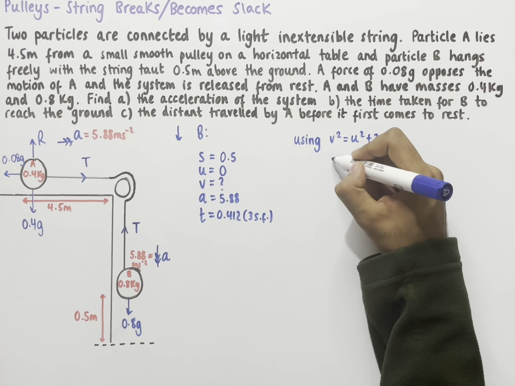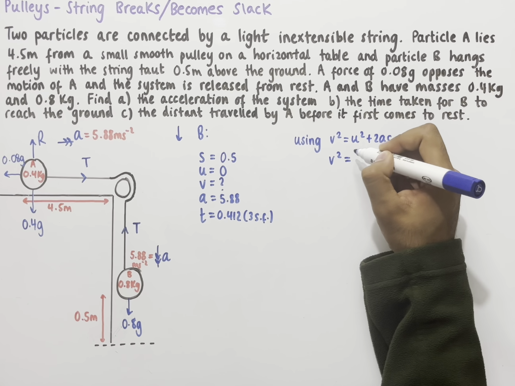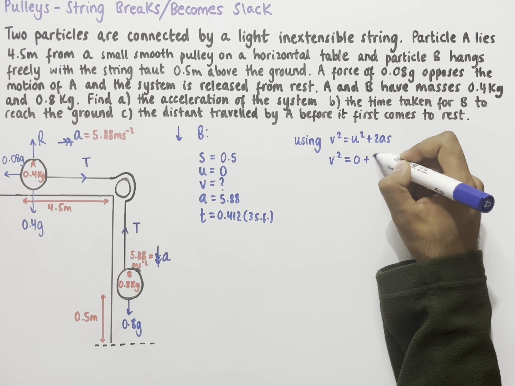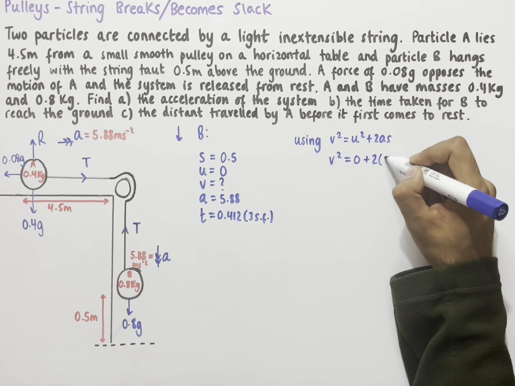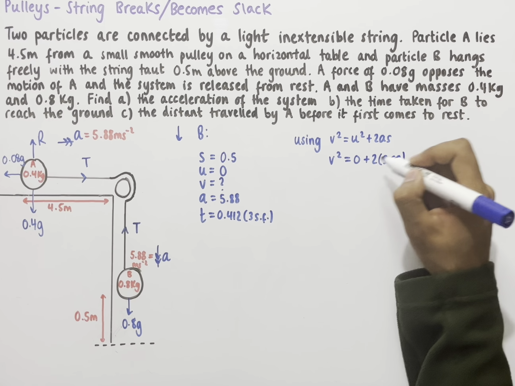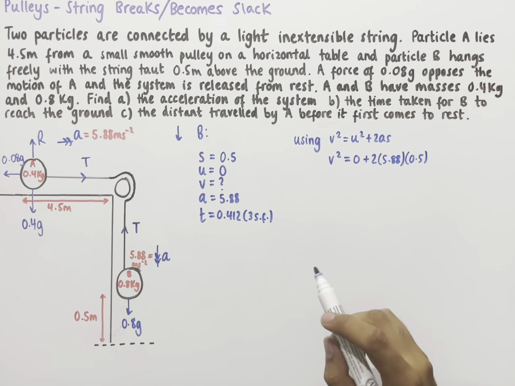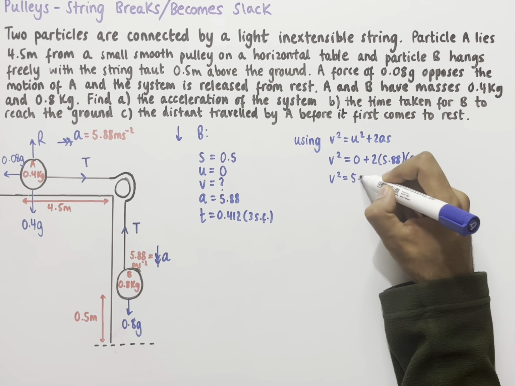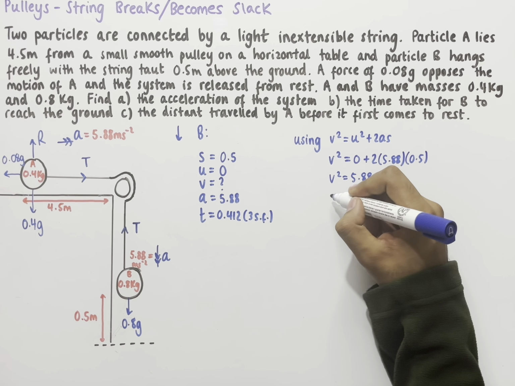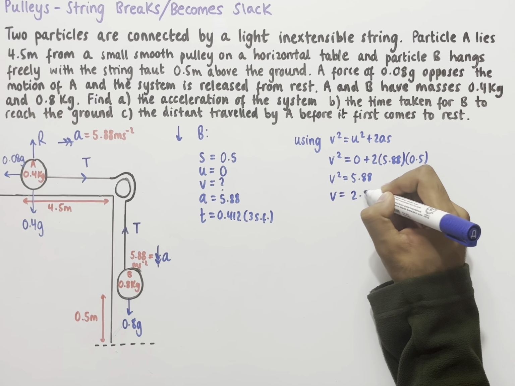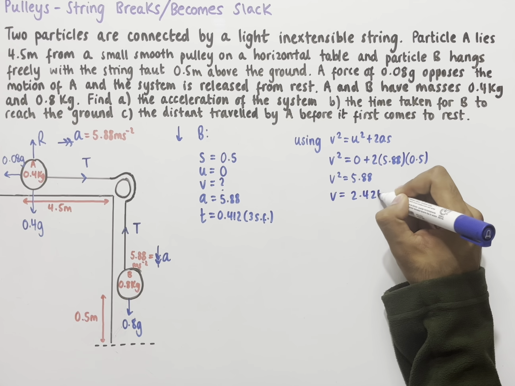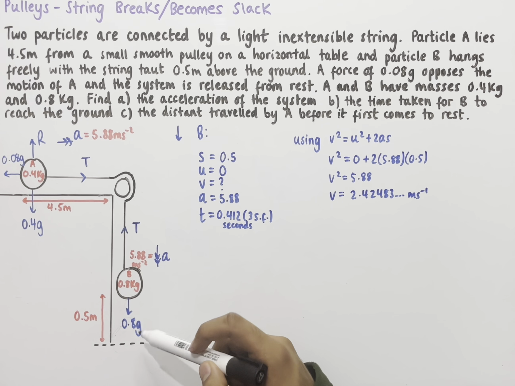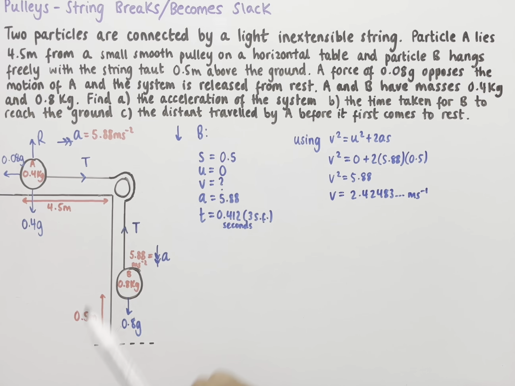So we're trying to work out what v is, and so we have v squared. And then we know that u is equal to 0, so 0 squared is equal to 0. And then we have plus 2 times a, which is 5.88, times s, which is equal to 0.5. And so simplifying this, we end up with v squared equals 5.88. And so if we square root both sides, we end up with v equaling 2.42483, and so on.